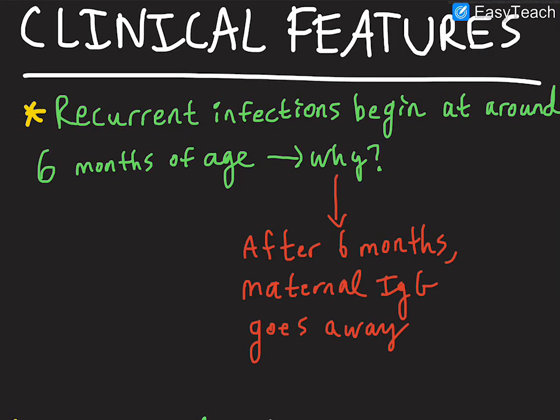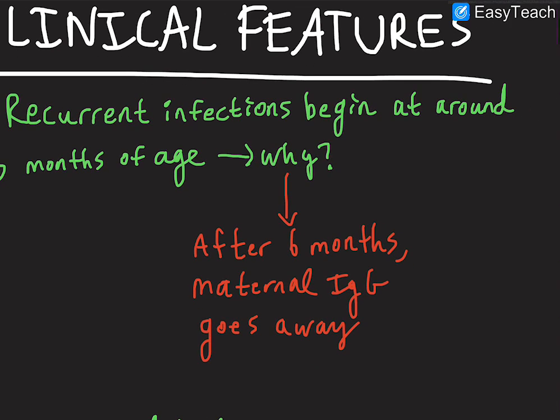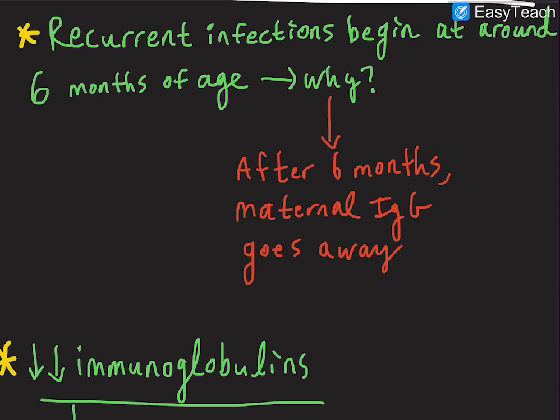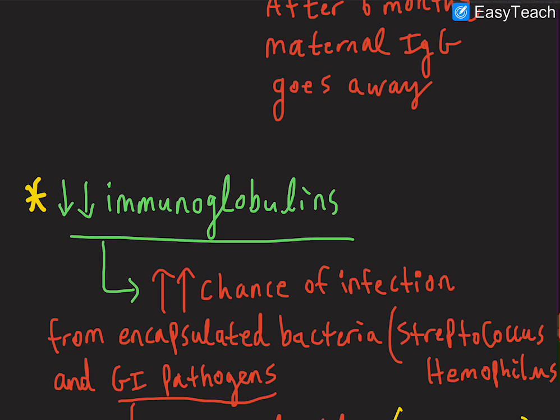Okay, so as we said, because you're not producing any antibodies, you're at high risk for recurrent infections beginning at around 6 months of age. Why? Because in breast milk, remember, you have maternal IgG to protect you. But afterwards, you're at increased risk of recurrent infections. Now, what are those infections? Remember, we talked about this in our previous videos.